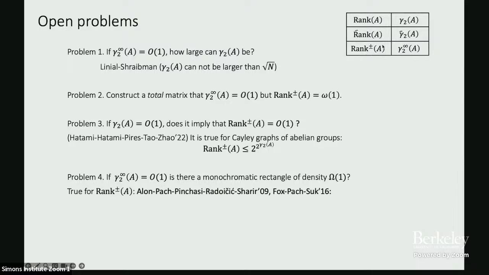big monochromatic rectangle? And this is a result of Alon, Pach, Pinchasi, Radoičić, Sharir, and also Fox, Pach, Suk, who show that there's always a monochromatic rectangle of density at least 2 to the minus sign rank. If that's false, then it at least settles the relation.